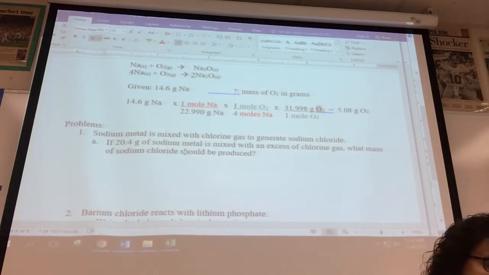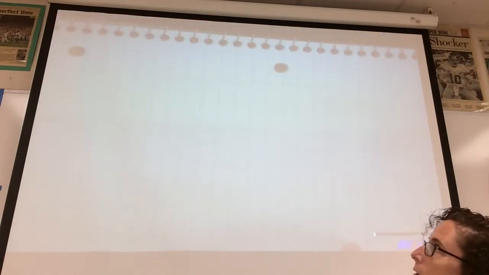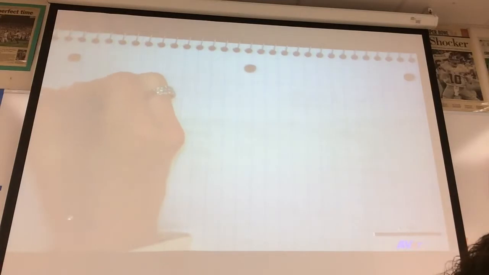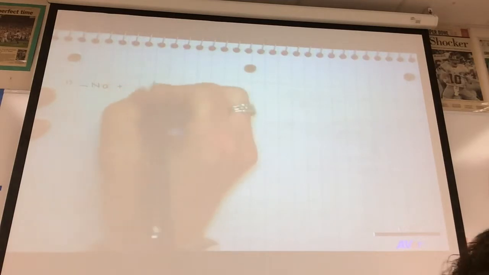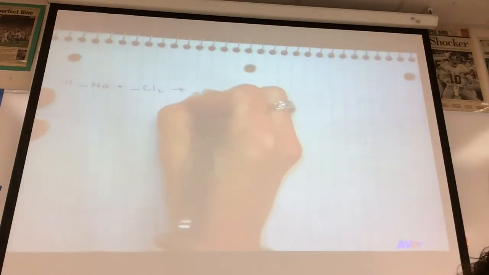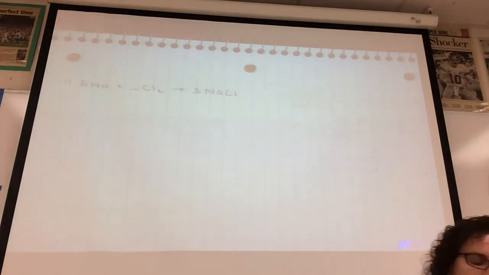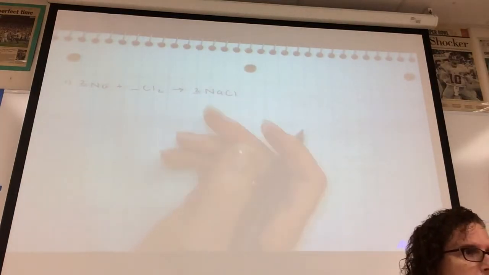On the first problem, it says, and I'll read it as I write, and I'm going to go sideways here because when you have these three steppers, they are very long. We've got sodium metal reacting with chlorine gas to generate sodium chloride. This is a basic concept that we've already talked about, and you should not have any issues writing the balanced equation of a synthesis reaction.